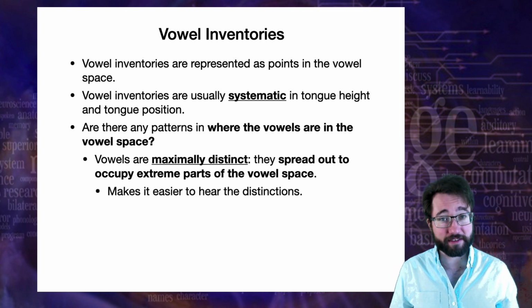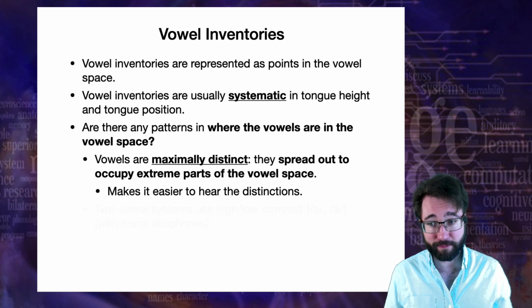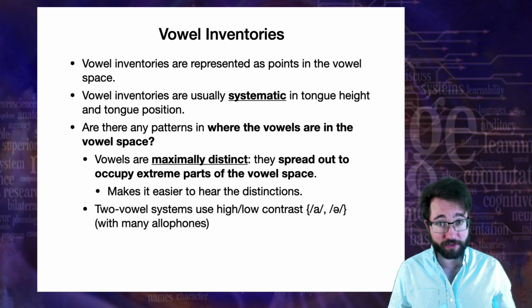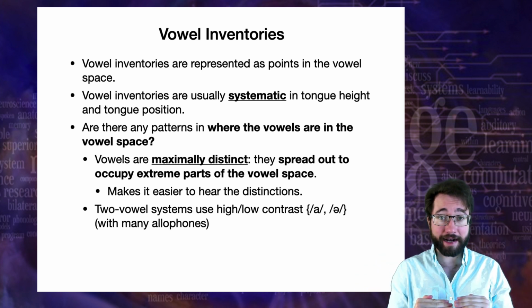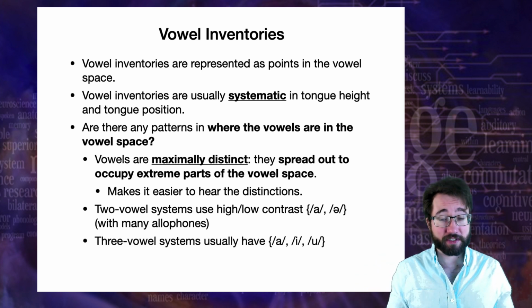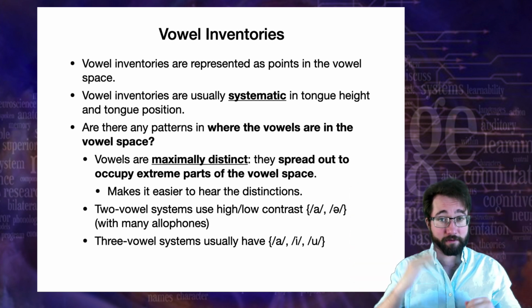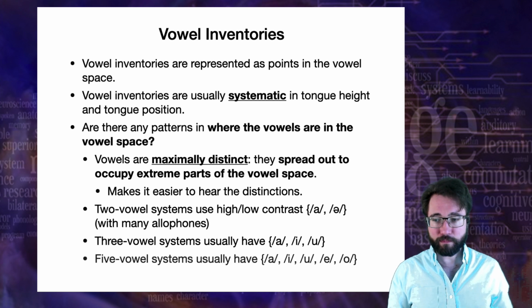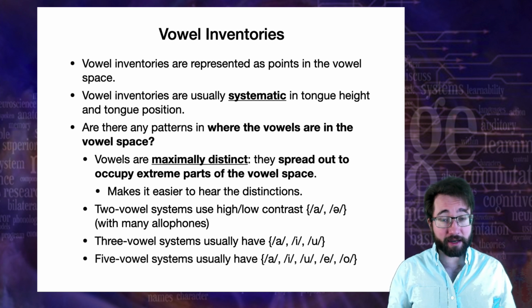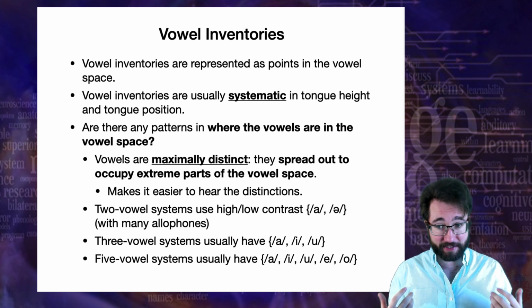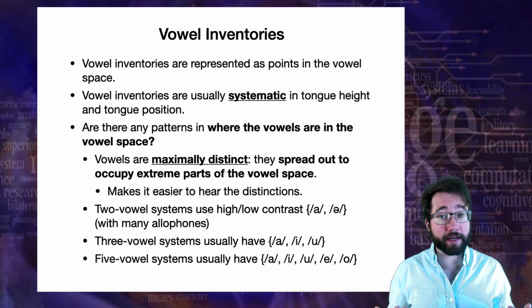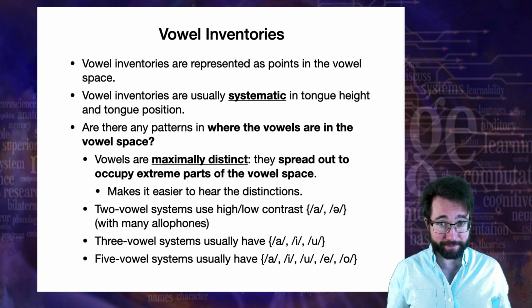So maximal distinctiveness makes it easier to hear distinctions among vowels. When you have a two-vowel system, then your principle of maximal distinctiveness usually shows up as a height contrast, contrasting a high with a low a. When you have three vowel systems, those vowels go into the three corners of the vowel space. So you have a versus i versus u. When you have five vowels, you end up with the sort of Romance Spanish type system where you have a, i, u, e, o. Why? Because that satisfies the principle of maximal distinctiveness.